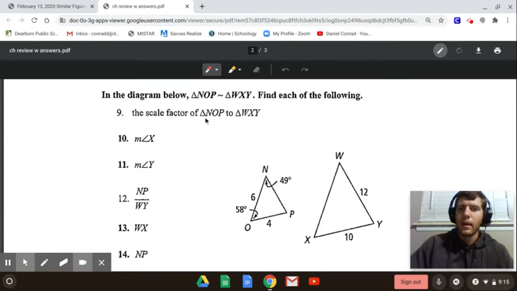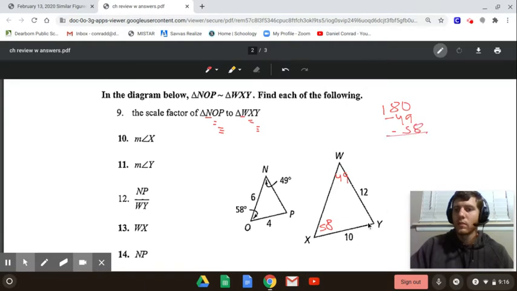All right, N lines up with W, O corresponds with X, and then P corresponds with Y. So angle X should be equal to angle O. It should be congruent to angle O, so their measures should be equal. So if O is 58, X should be 58. Okay, if N is 49, W should be 49. The 3 angles of a triangle add up to 180, so we can do 180 minus 49 minus 58. Okay, you put that in your calculator, that's going to give you your final angle here.